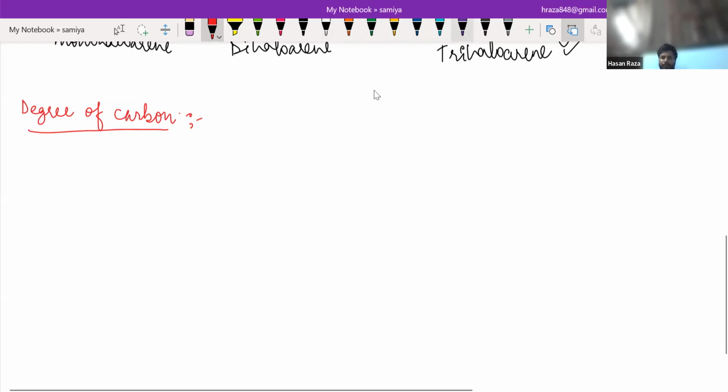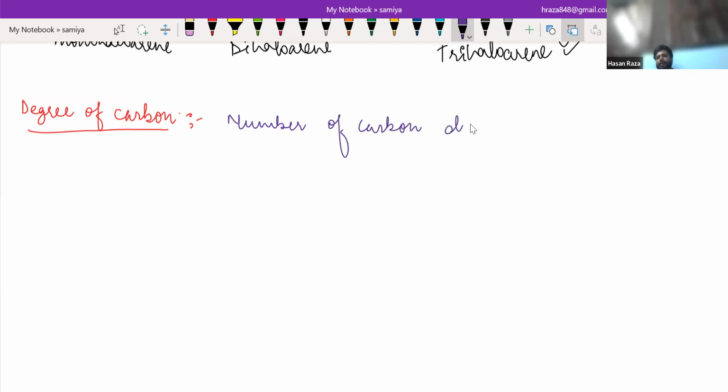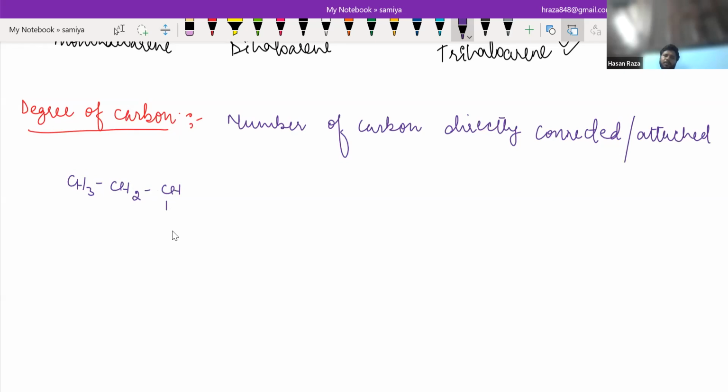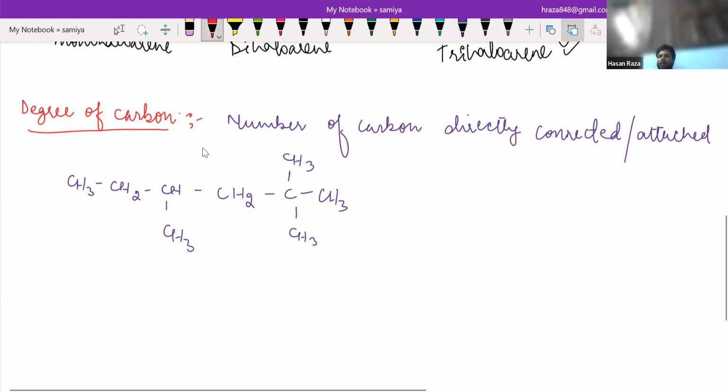So degree of carbon is the number of carbons directly attached or connected. If we have a compound like this, CH2, and then CH, here it is CH3, and then CH2 and then C, and here it is CH3, again there is CH3 and then CH3. So how are we going to calculate the degree of carbon?